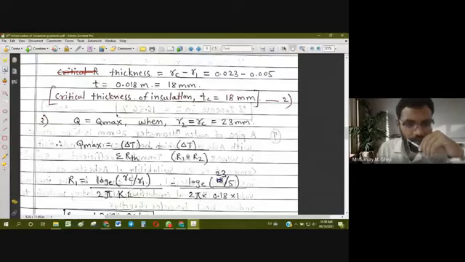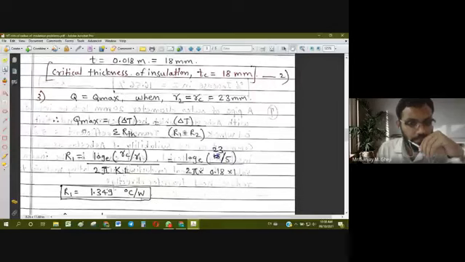So we know that when the radius of insulation is equal to the critical radius, in this case 23 millimeter, the heat transfer rate will be maximum. So let us find the maximum heat transfer rate. Q max equals delta T upon the summation of R thermal, which is delta T upon the sum of R1 plus R2.